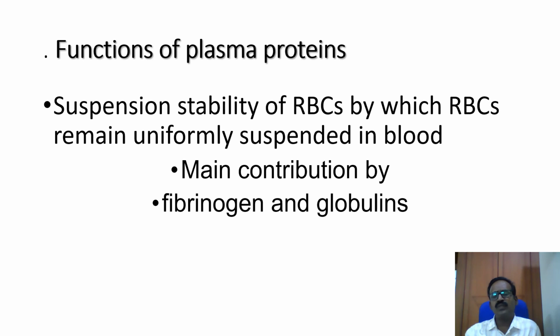Next important function of the plasma protein is the suspension stability of the RBC. That means the RBC flows uniformly in the blood. So that is called the suspension stability. It is contributed mainly by the fibrinogen and globulin.